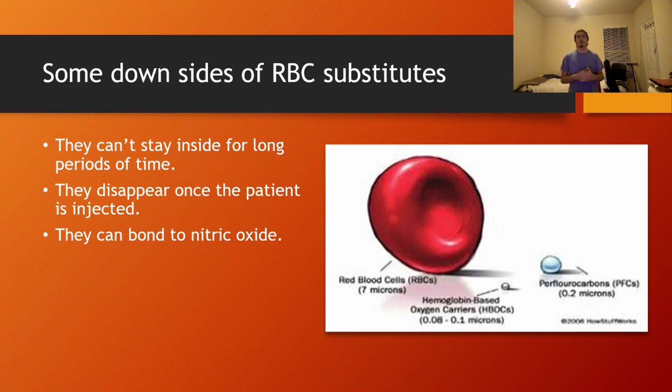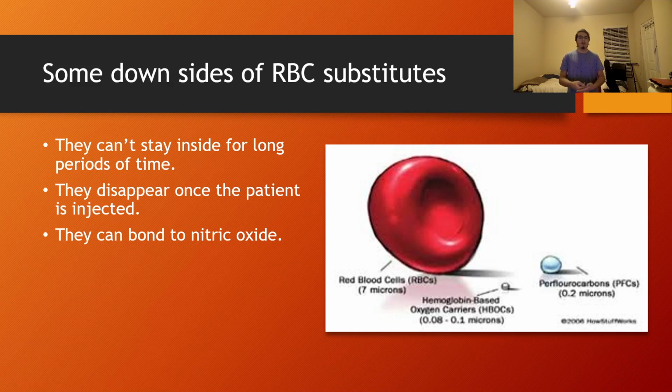Some downsides of RBC substitutes: they can't stay inside for long periods of time, and they disappear once the patient is injected with something. But the good thing is that they could be stored for up to a year, while normal blood cells can't be stored that long. They are stored for up to 42 days at lower temperatures.